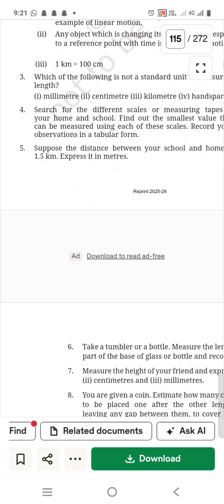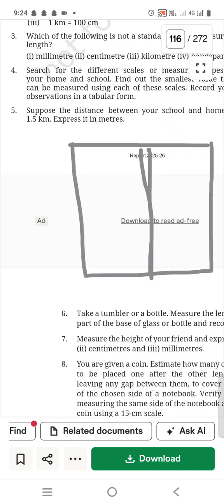First, you have to draw one box. Wait, I will show. Draw a box like this. Here you have to write tape or scale. Next, in the first column, you have to write 10 centimeter scale.